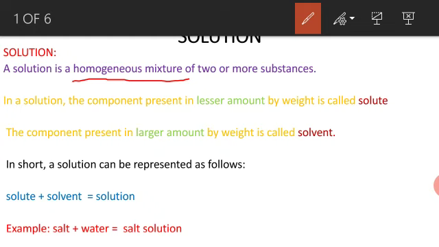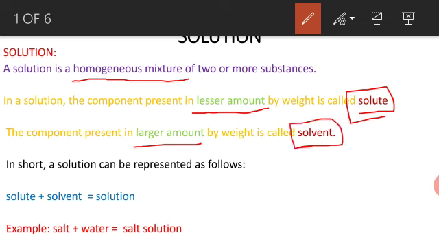In a solution, the component present in lesser amount by weight is called solute. The solute means what, students? The lesser amount of substance in the solution. That is called solute. The component present in larger amount by weight is called solvent. The solvent is the larger amount present in the solution.